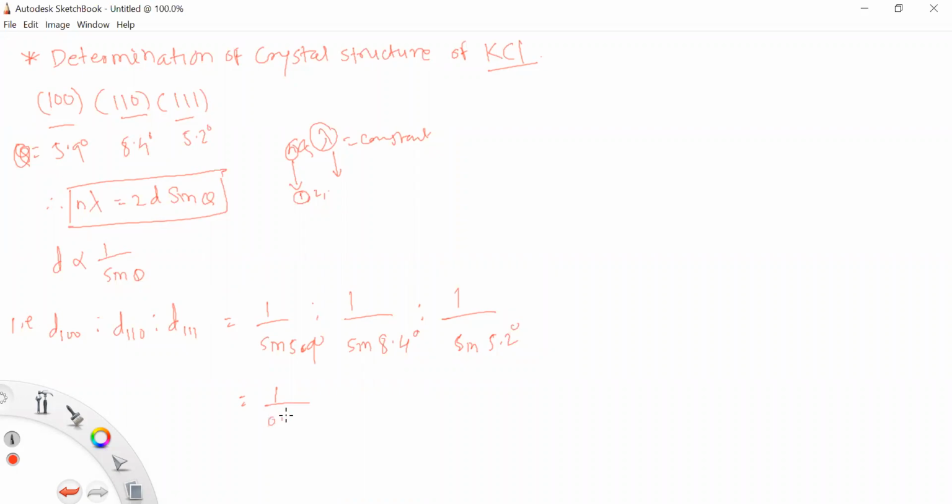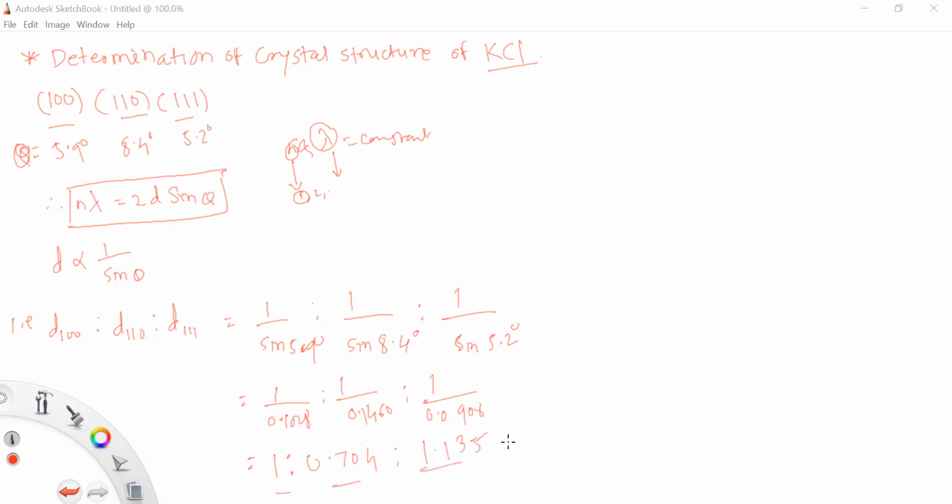So the ratio becomes 1/0.1028 : 1/0.1460 : 1/0.0906, and the values come out as 1 : 0.704 : 1.135.